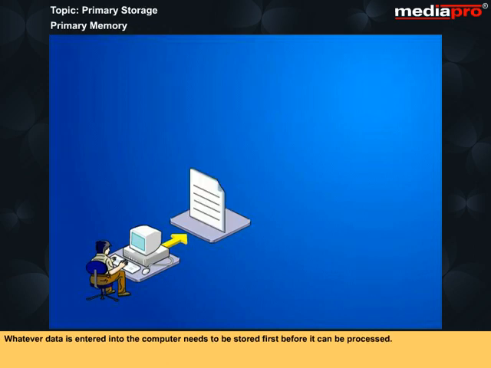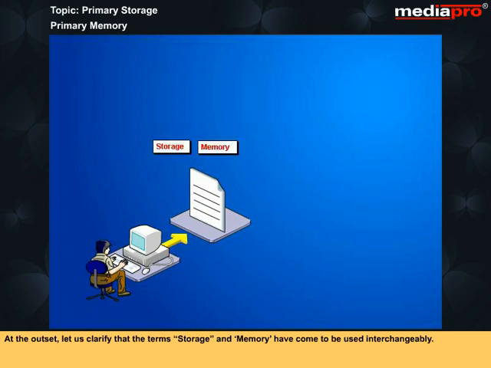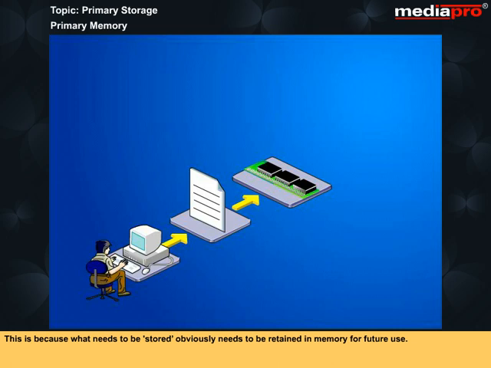Whatever data is entered into the computer needs to be stored first before it can be processed. Looking again at the logical design, we see that an important part of the processor unit is the primary storage location. At the outset, let us clarify that the terms storage and memory have come to be used interchangeably. This is because what needs to be stored obviously needs to be retained in memory for future use. Hence, some people call this location the primary memory.